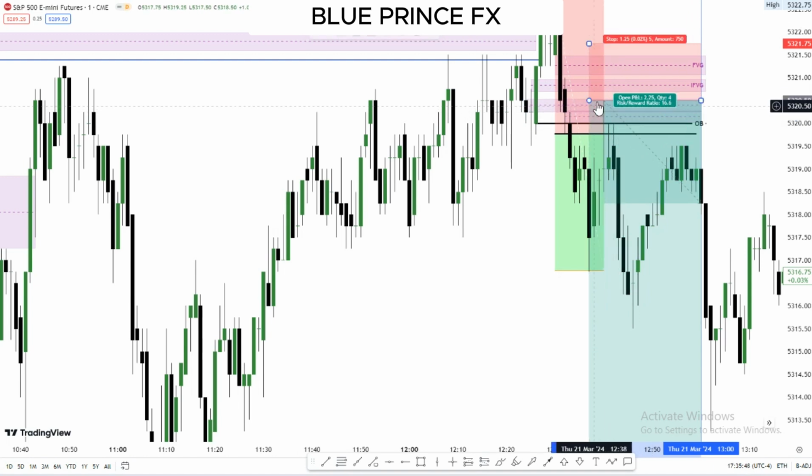50% goes up to here. Yeah, the 50% goes up to here. So you have your breaker block, you have your volume imbalance, you have your order block, and you have your discount and premium market, and you have your market in a premium market, which is ripe for you to sell.